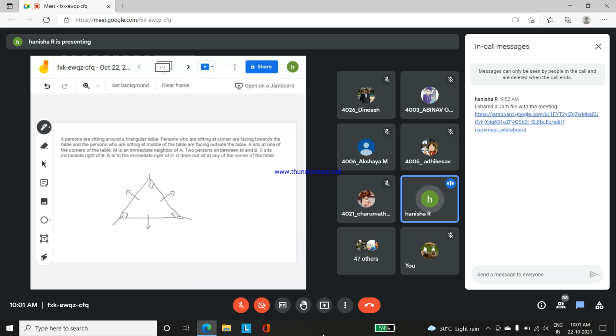This particular question, as I said, has given the directions for you. Some people are sitting at the corner facing center, and some people are sitting at the side facing outside. Since we have got to know the directions, we just have to make people sit with the help of the clues given in the question. You don't have to worry about directions, since they are given in the question.